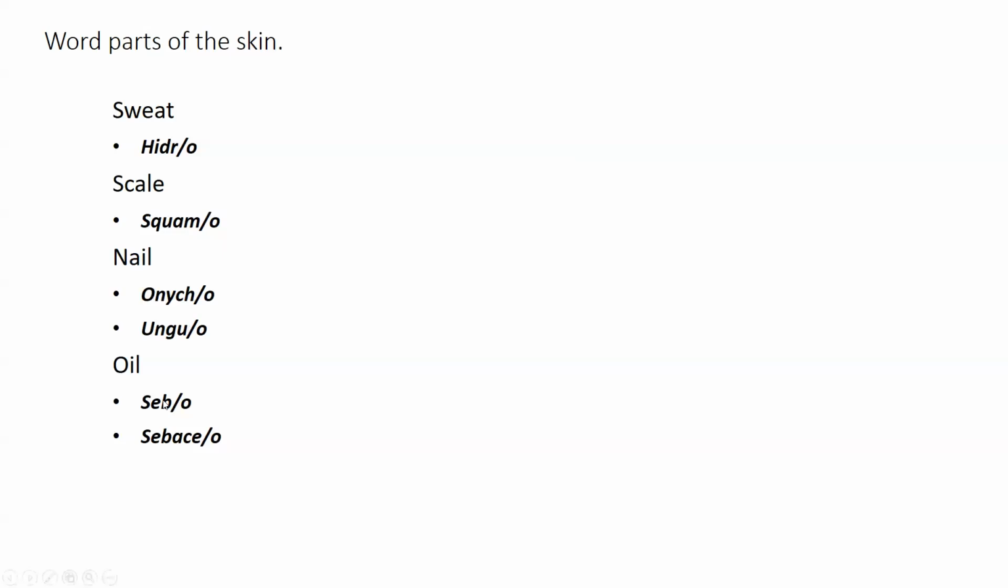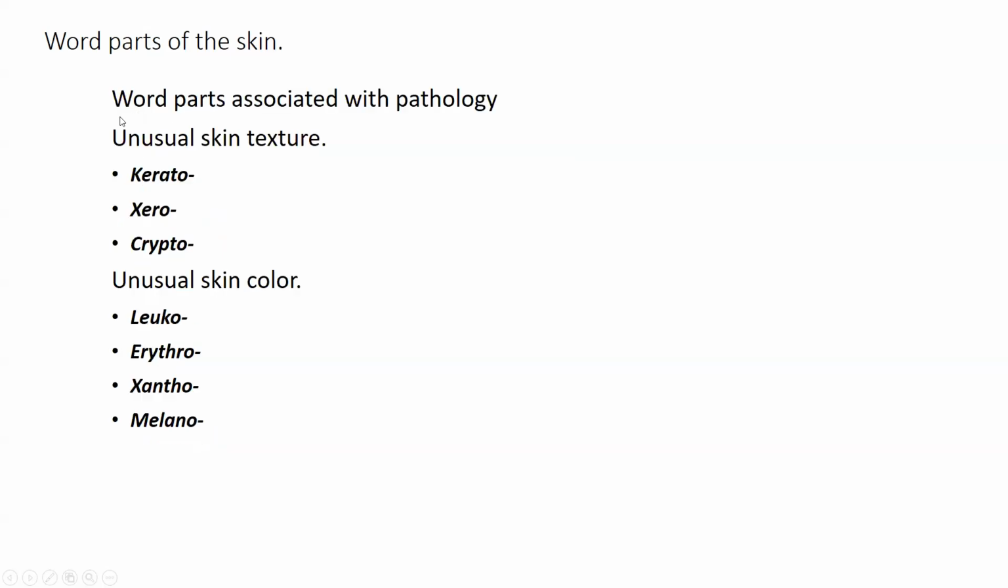And then there are a couple of different words for oil. I mentioned the sebaceous glands. So sebo and sebaceous are both referring to the oil that's secreted by those glands. There are words for unusual situations, so unusual skin textures. Kerato: I mentioned keratin is a protein. When you have keratinized skin, there's an overproduction of keratin. It kind of forms a callus, basically. Xero means dry, and that X is pronounced as a Z, so zero. So xeroderma would mean dry skin.